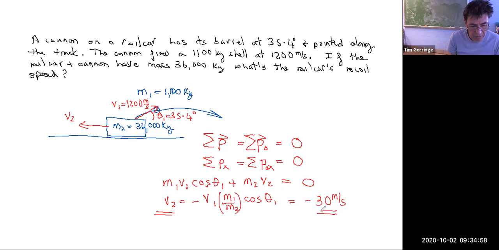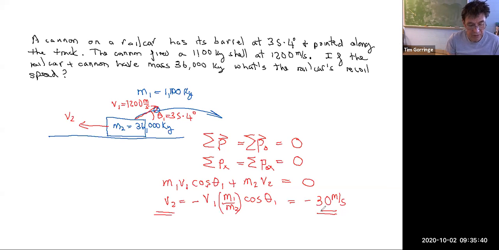Let me make a couple of comments about it. So the shell was traveling very fast, 1100 meters per second. By comparison, the recoiling rail car is traveling much, much slower, 30 meters per second speed. That's because the shell was relatively light compared to the heavy rail car. And that's just like a bullet fired from a gun, right? The recoil of the gun is at a much slower speed than the speed of the bullet because the gun is heavier than the bullet. And it just depends on the ratio of the masses.